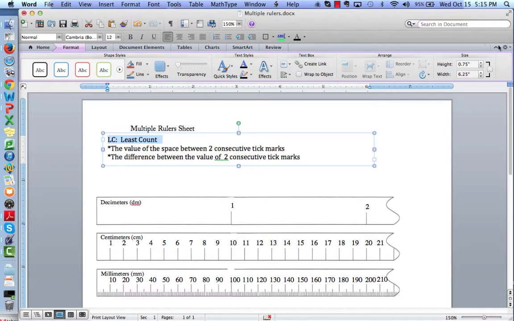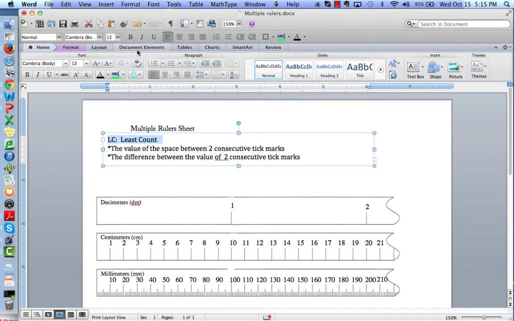What do I want to do? I just want to make that bold, and then we'll move on.